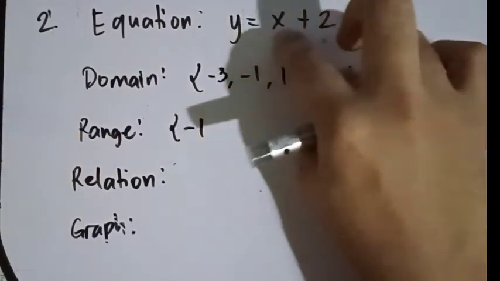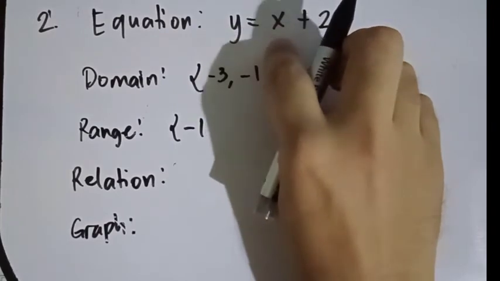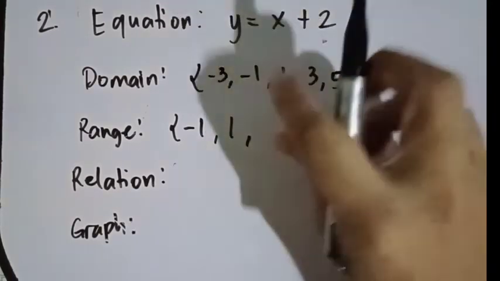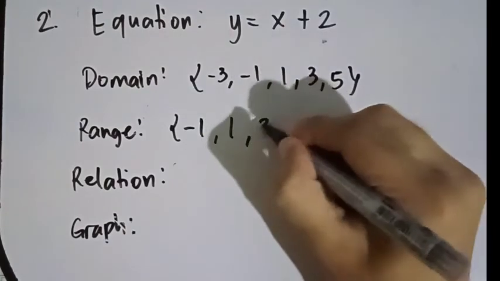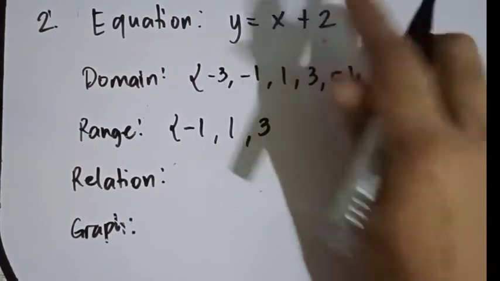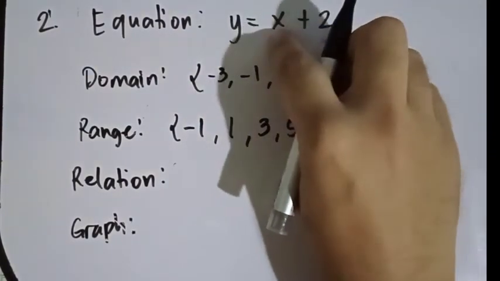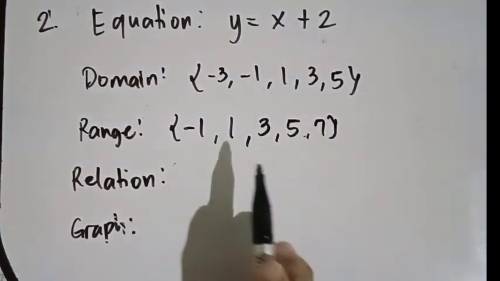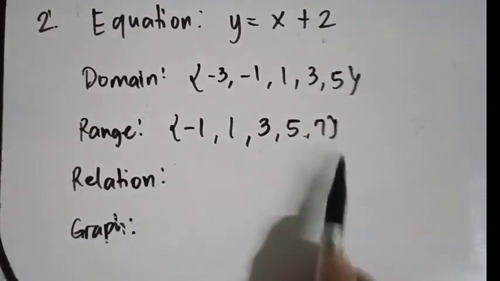Ganun lang siya, okay? Tapos yung negative 1, ipalit natin dito so that we have negative 1 plus 2, that is positive 1. Sunod naman yung 1, ipalit natin dito, so 1 plus 2 equals 3. Next, yung 3, ipalit natin dito. So, 3 plus 2 equals 5. And finally, yung 5, ipares natin dito. So, 5 plus 2 equals 7. Ayan. So, ayan na yung range natin. Okay? Negative 1, 1, 3, 5, and 7.